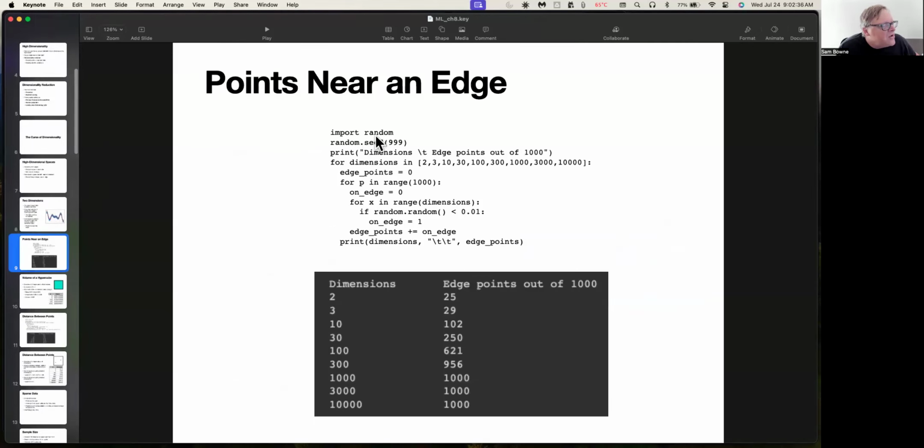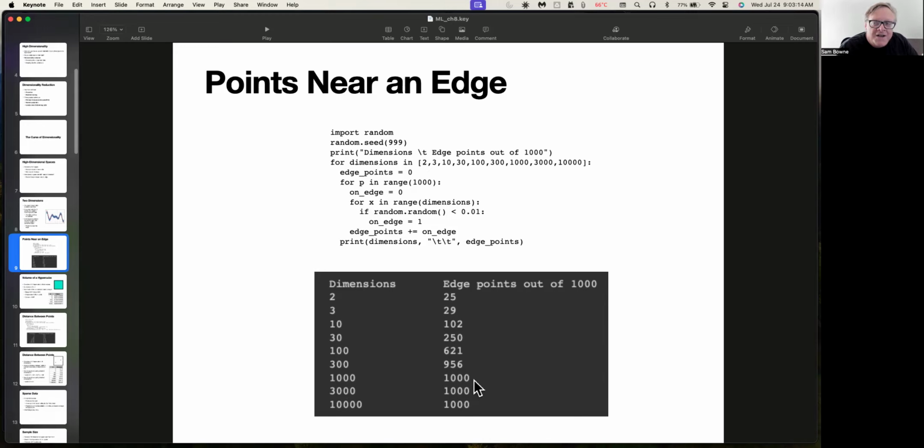And the point is, you can count how many points there are near an edge. Here I define being near an edge by being less than 0.01. If we make 1,000 points, randomly place them, and count how many are near the edge, if you only have 2 dimensions, then only a few points are near the edge, 25 out of 1,000. But if you get up to 1,000 dimensions, then of course, since you have 1,000 random numbers, it's very likely that one of them is going to be near an edge. So what happens is, if you have a lot of dimensions, all the points are on an edge.